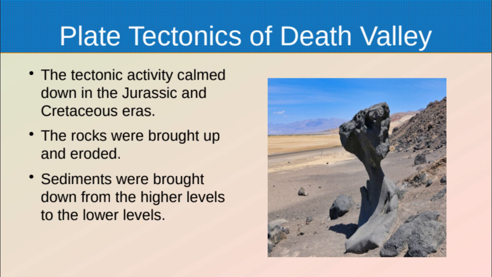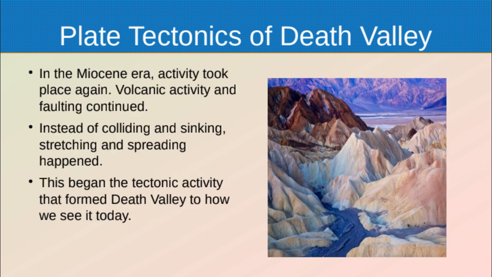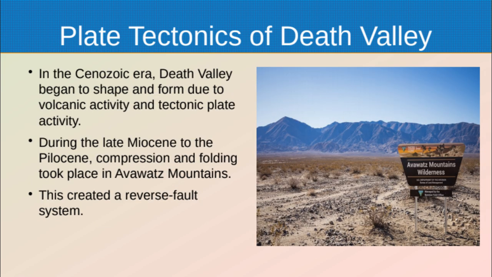The tectonic activity calmed down in the Jurassic and Cretaceous eras. The rocks were brought up and eroded. Sediments were brought down from the higher levels to the lower levels. In the Miocene era, activity took place again. Volcanic activity and faulting continued. Instead of colliding and sinking, stretching and spreading happened. This began the tectonic activity that formed Death Valley to how we see it currently. In the Cenozoic era, Death Valley began to shape and form due to volcanic activity and tectonic plate activity.